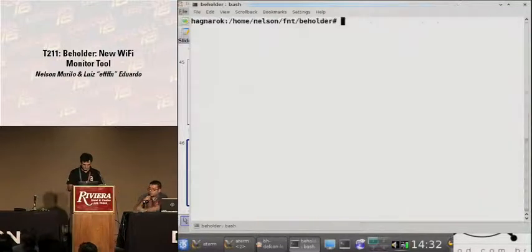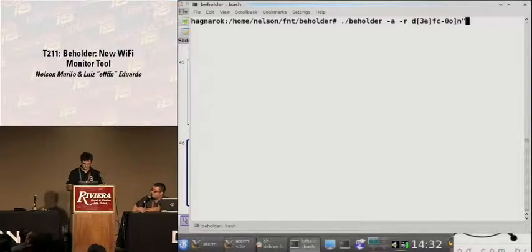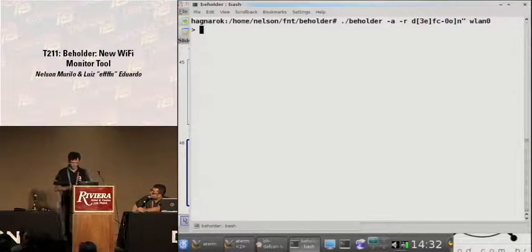So what Nelson is going to be doing here is connecting as a USB access point, and he's going to connect that access point with a network with a similar name to DefCon, and he's going to put Beholder to watch for any name similar to DefCon. So right now he's typing the regular expression.